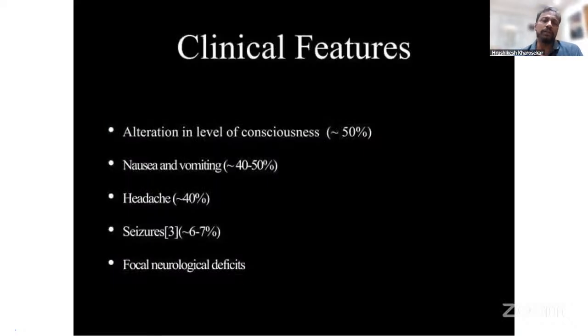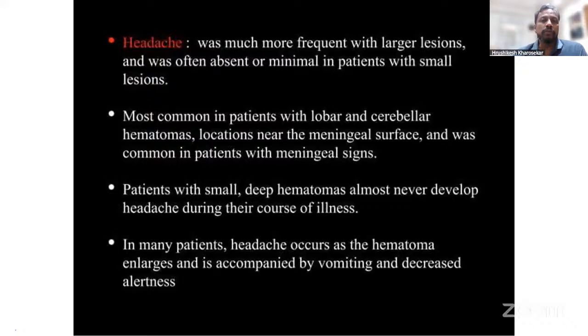So the clinical features: the patient will present most commonly with altered consciousness, nausea, vomiting, headache, seizures, and focal neurological deficit. Headache was much more frequently seen with larger hematoma and very often absent in small or moderate size hematoma. Headache is most commonly seen with lobar or cerebellar hematomas, locations near the meningeal surface, leading to meningeal signs. Patients with small or deep hematomas were never seen with headache.